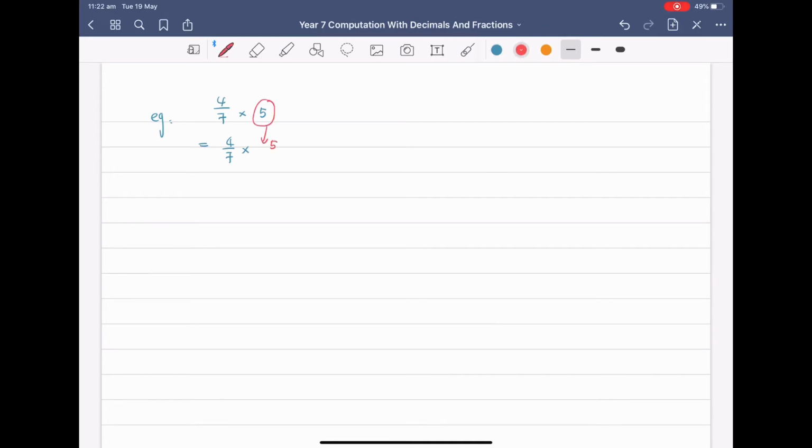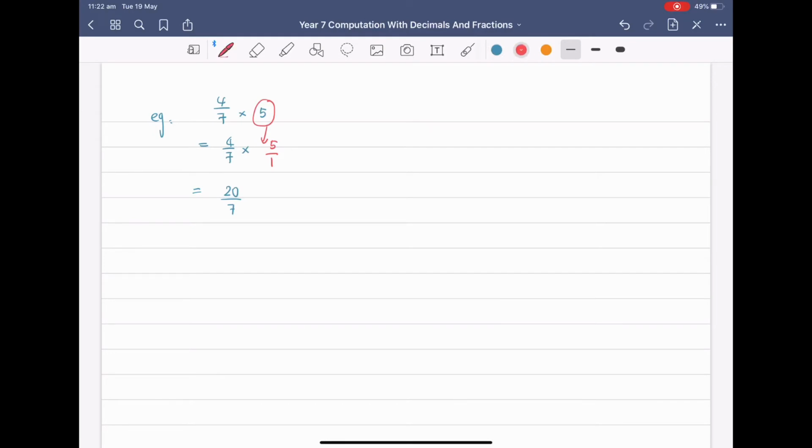So that becomes 5 over 1. So it becomes a fraction. Once this becomes a fraction, then you can simply multiply the numbers. 4 times 5 is 20, and 7 times 1 is equal to 7. And then if you want to change that into a mixed numeral, you can change it. That's what you do.